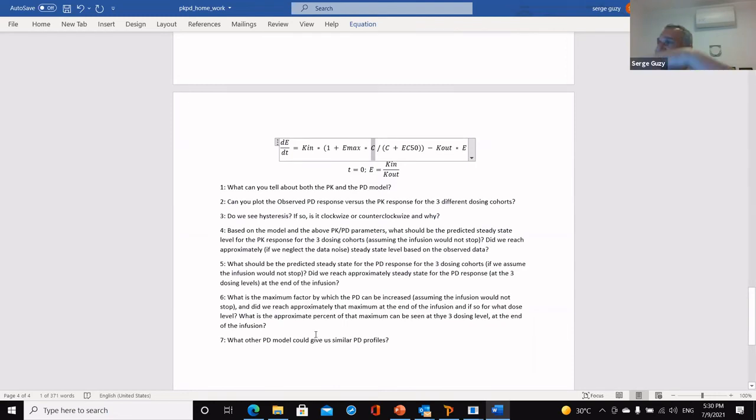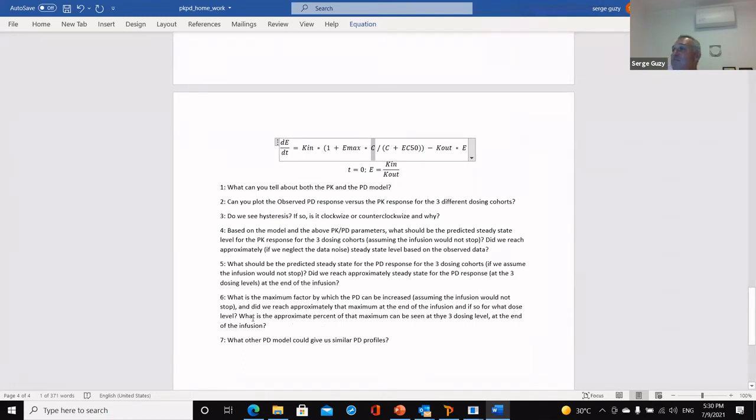Then I say, okay, now I stop the infusion. Then I say, okay, now let's look at the end of the infusion, what is the observed level of my PD response? And I'm asking, do you think that we reach for the 3 dosing basically steady state? And that was basically the question.